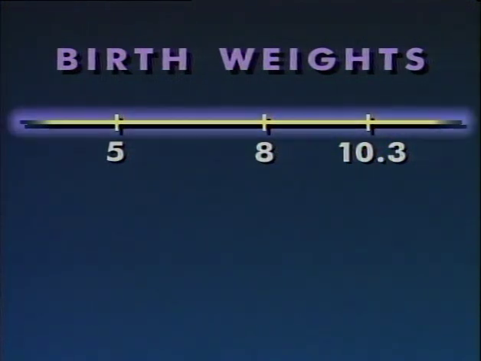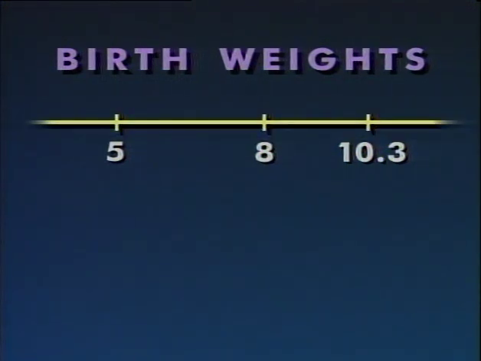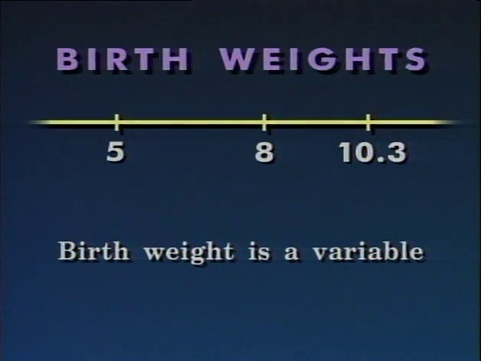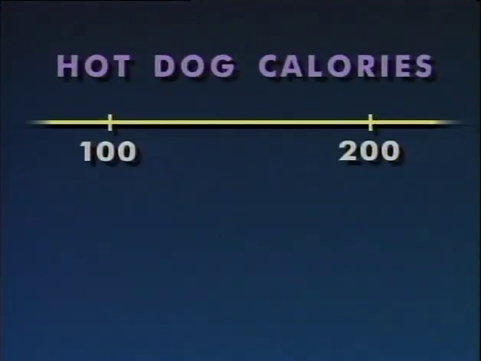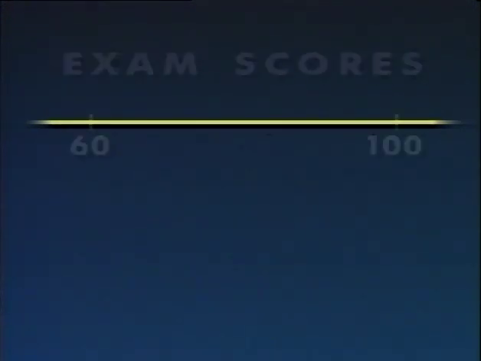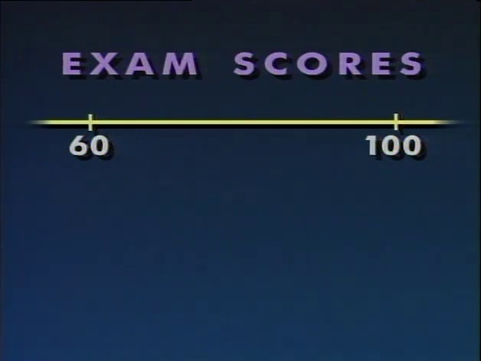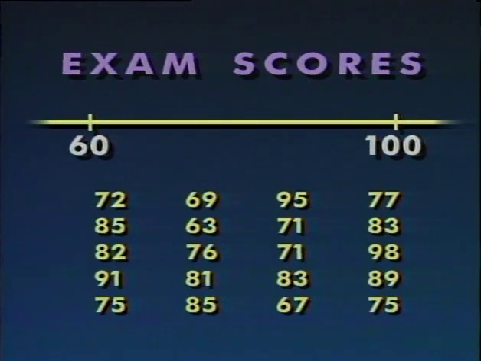Because the weight of newborns varies over a range of numbers, birth weight is a variable. The world is full of variables. They are anything that can take a range of values, whether it's the calorie count of hot dogs or the scores of students on an exam. The distribution of a variable tells us what values it takes and how often it takes each value. The distribution of test scores on an exam, for instance, might show a range of scores between 63 and 98.